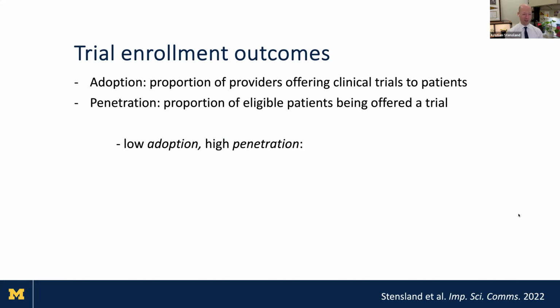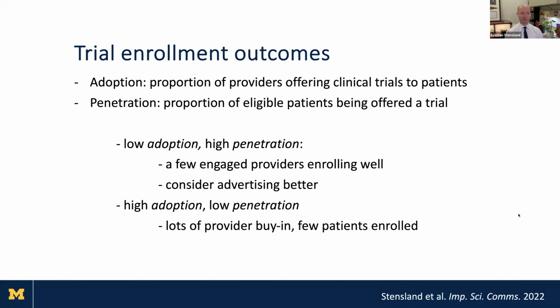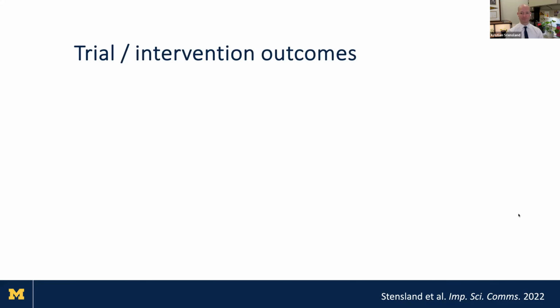So again, if there's a low adoption and high penetration, this means that there are a few engaged providers who are enrolling really well. And so we might consider something like advertising better to other providers to enroll. Whereas if you have high adoption, meaning lots of providers, but few patients being enrolled, then that means we have lots of provider buy-in initially, but few patients enrolled. And so this might be where we consider something like administrative support or some type of a system for trying to identify eligible patients a little bit better.